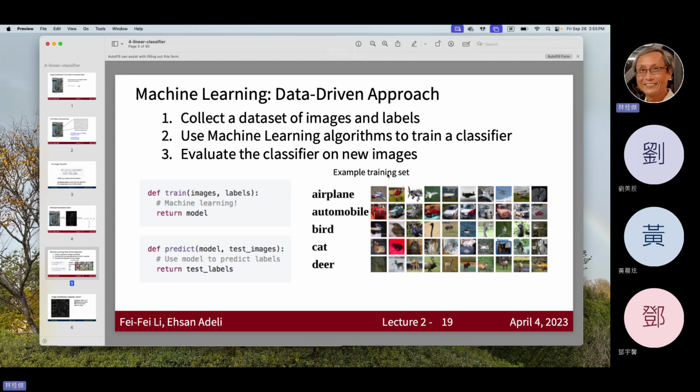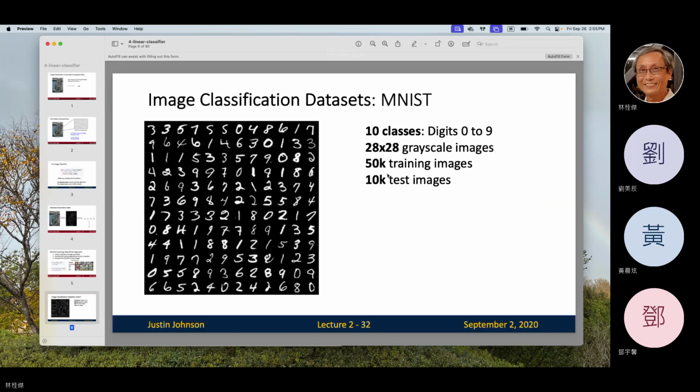Okay, so here you can see that we define two different functions. One is to train, and the other one is to predict. The image dataset originally collected by Fei-Fei Li and other people is the ImageNet. But before that, there was another set of data people have used. It's called the MNIST. This is actually handwriting pictures. It just collected a lot of different ways for us to be writing the numbers.